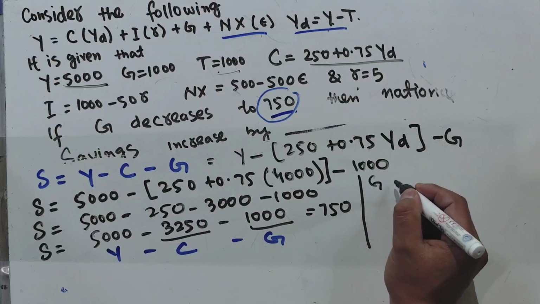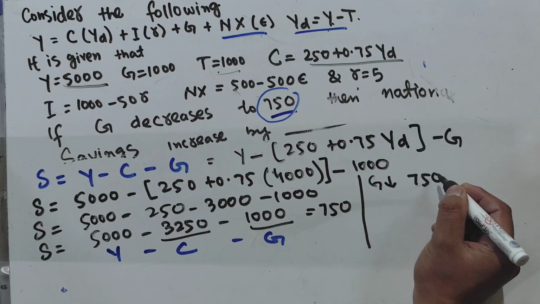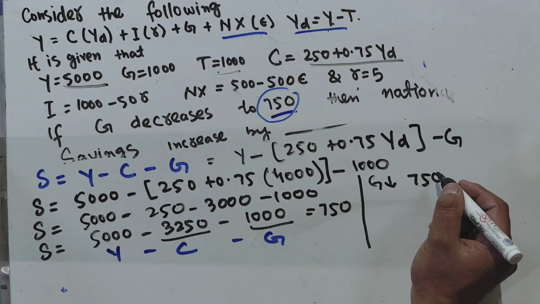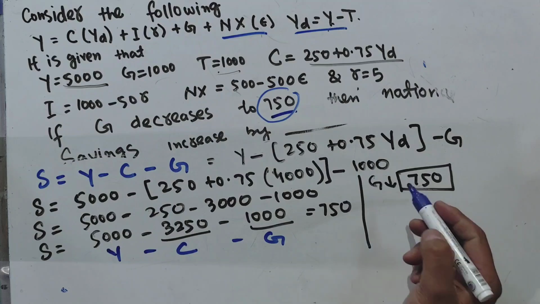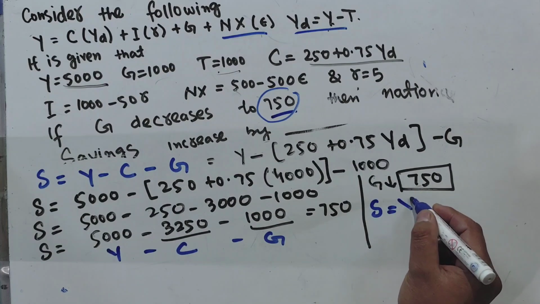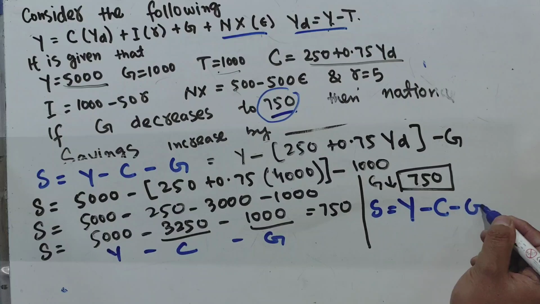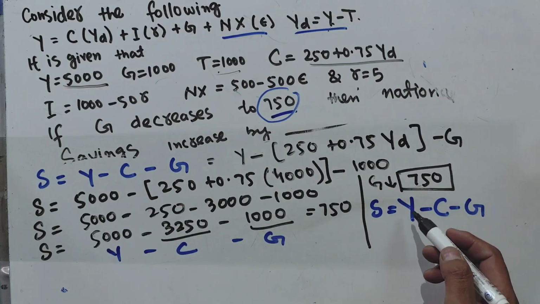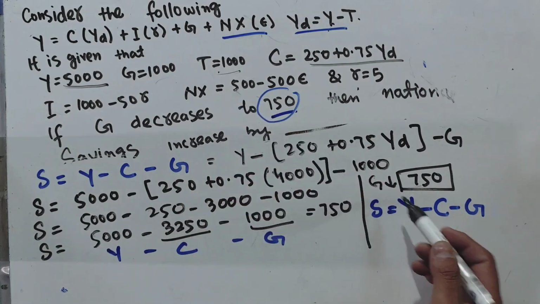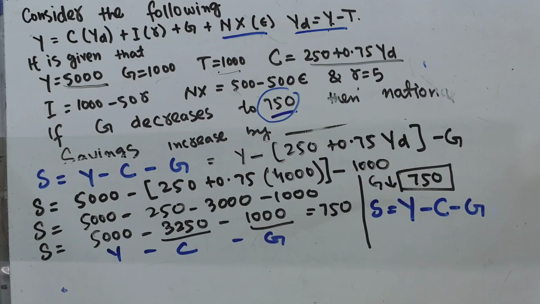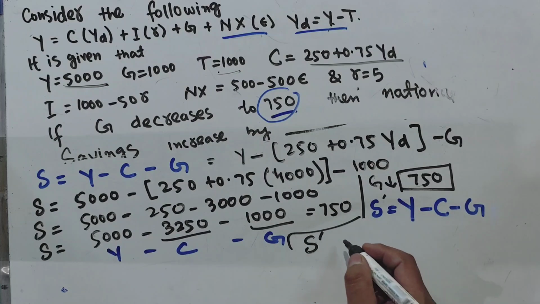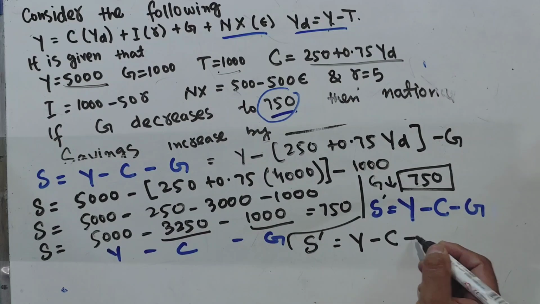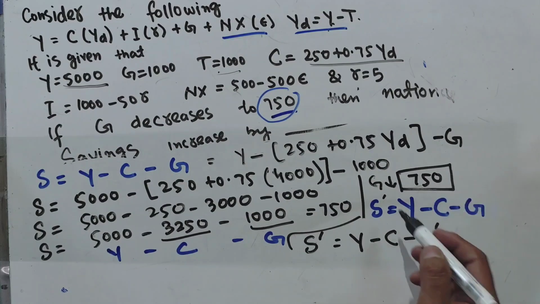So if government expenditure decreases to 750, what happens then? Our national savings will be equal to the income minus consumption minus the government expenditure. Now see here, if government expenditure is autonomous, it will have no impact on consumption or income. So our new savings, let us denote it by S prime, will be equal to income minus consumption minus the new government expenditure. Let us denote it by G prime, which is 750 here.